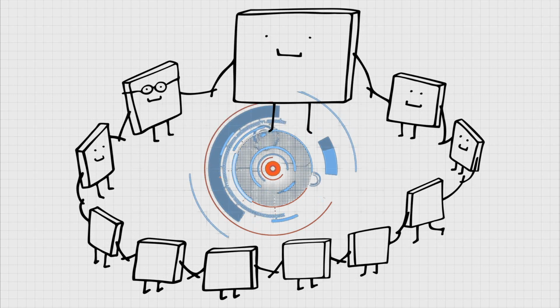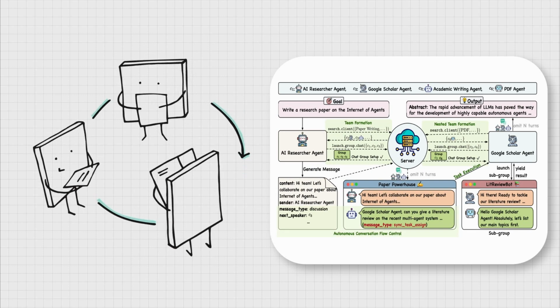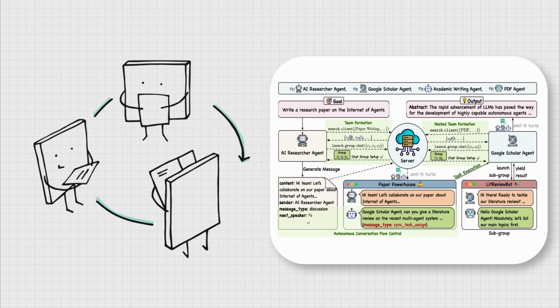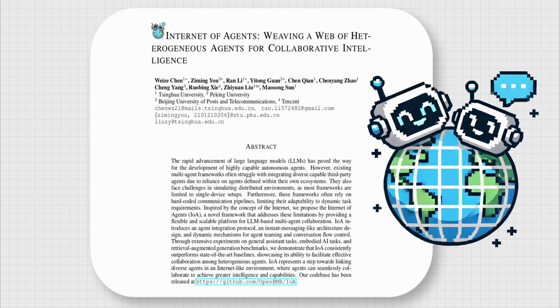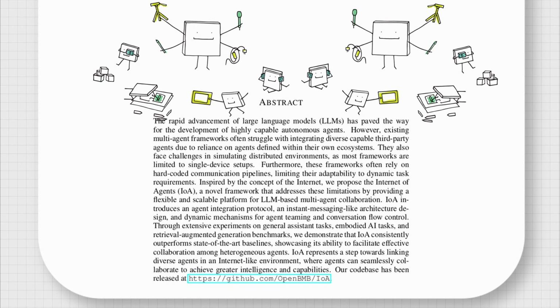Just like how the internet connects people, a system like IOA can connect different AI agents across different environments, where agents can form teams and sub-teams on their own and adapt to complex tasks. Originally discussed in this paper, Internet of Agents: Weaving a Web of Heterogeneous Agents for Collaborative Intelligence, the IOA system proposes a scalable platform for LLM-based multi-agent collaboration.